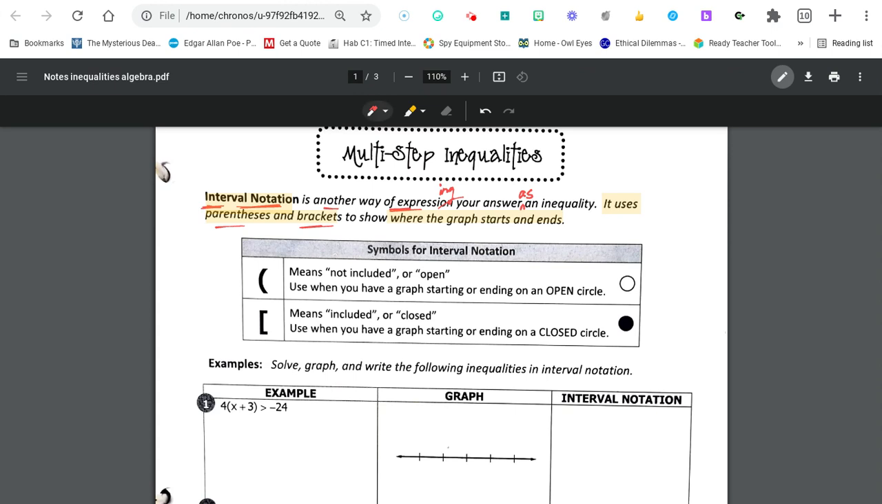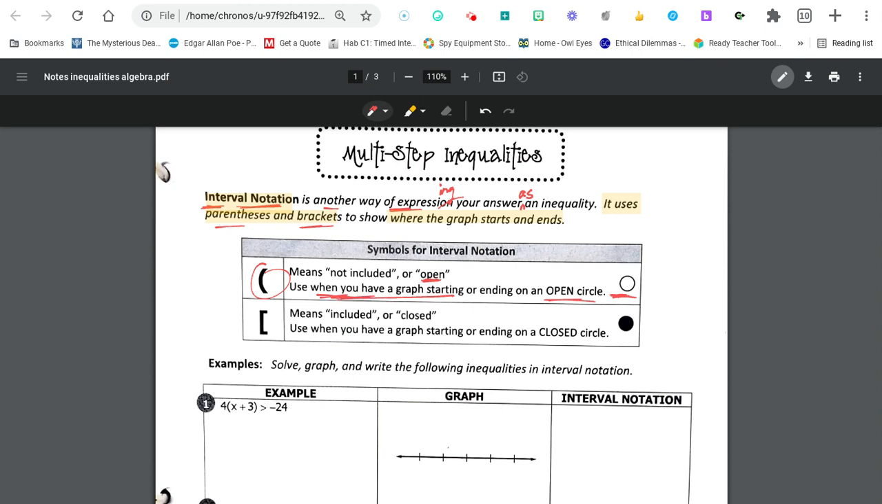So on a graph, if you would have drawn an open circle on your graph, when you write your answer in interval notation, you're going to use parentheses, okay? Use them when you have a graph starting or ending on an open circle. I say ending because we're going to get to compound inequalities, guys. Don't worry about that today. But sometimes the graph will start and stop instead of start and keep going on forever. Don't worry about that today, like I said.